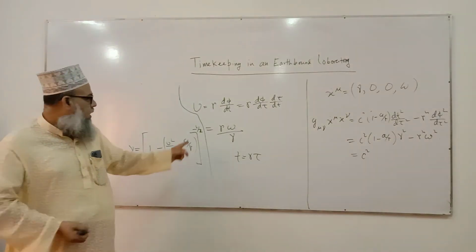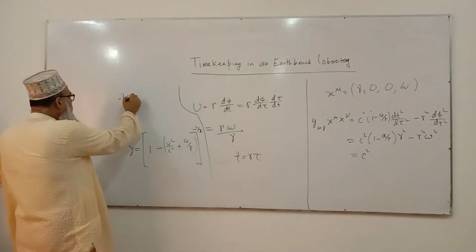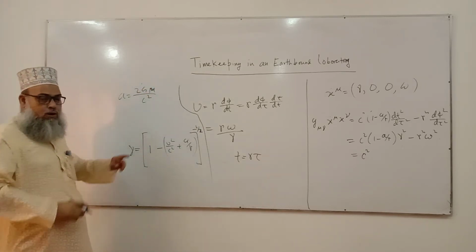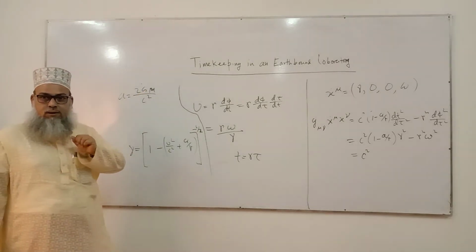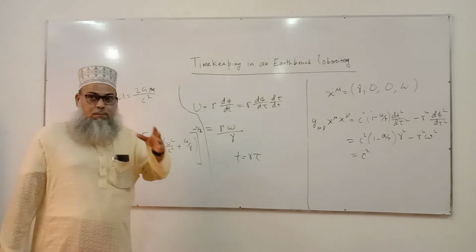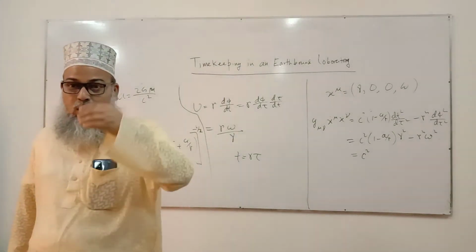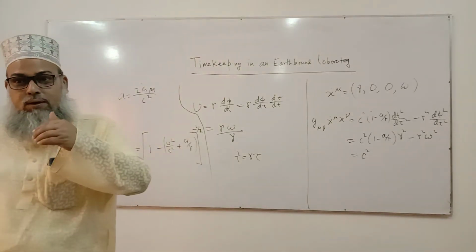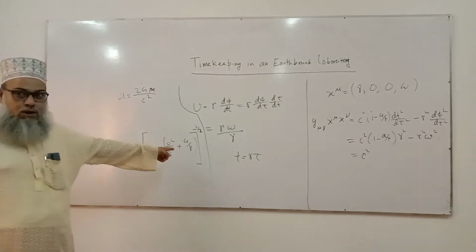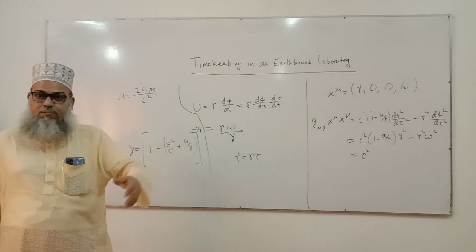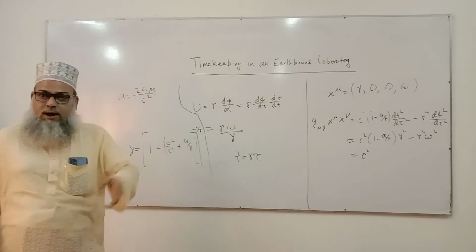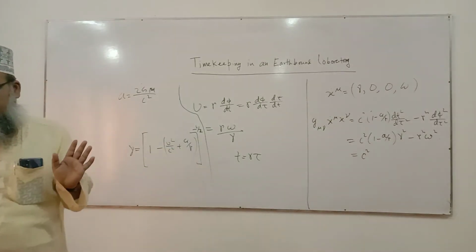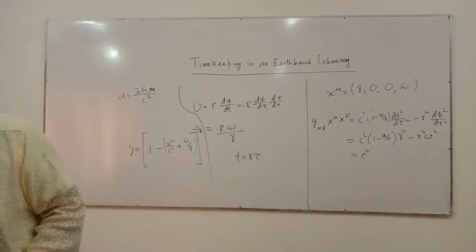Why a by r? A depends on what? A equals 2GM by c squared, so it depends on the mass of the earth. So it is nothing but the gravitational field. Gravitation slows the clock further; not only the velocity, but the gravitational field also influences time. That's why γ contains this term a by r. Okay, so much for timekeeping in our laboratory.